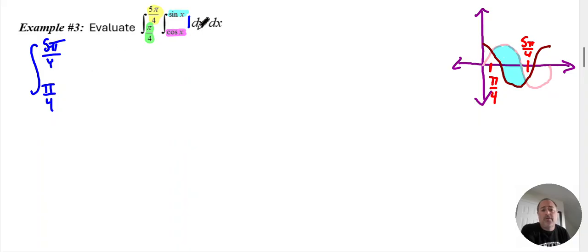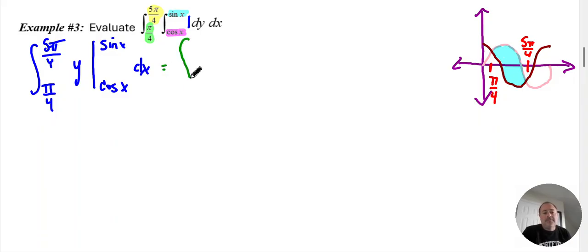Since we're doing it with respect to y, the integration of 1 is just going to be y. And we're going to evaluate this from sine of x in our top bound, and then our bottom bound is going to be cosine of x, and then also our dx. There's a little bit of lag on my computer, so I apologize for that. Okay, so we're going to integrate pi over 4 to 5 pi over 4. So we're just going to recopy this down.